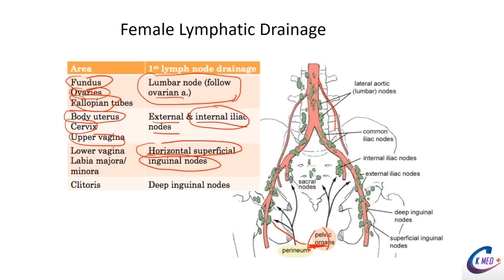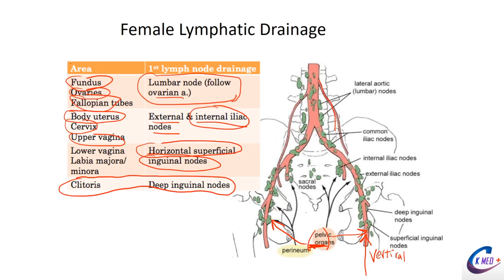Well, how does it get to there? Well, it's got to go horizontally to get to those nodes. If it's coming from the leg, then it's got to go vertically, and that's your vertical nodes. And we'll be discussing that in lower limb. And then one special case, and this is actually the most important thing other than where the ovaries drain, is the clitoris, and also the glans penis in males, which actually go to deep inguinal nodes.